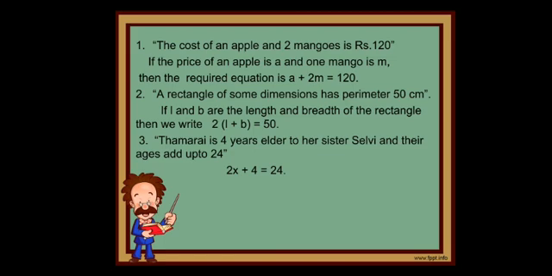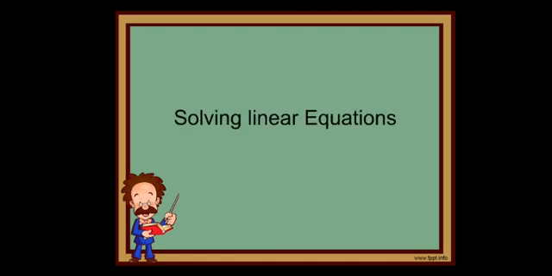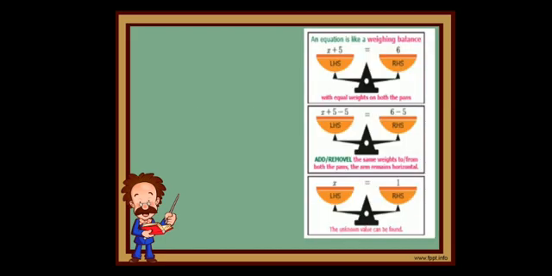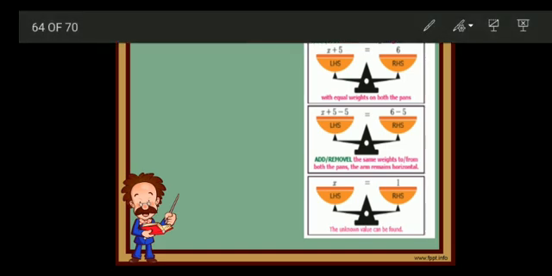Now we'll see how to solve a linear equation. An equation is like a weighing balance having equal weights on both pans. When you add equal weight on both sides, the arms remain horizontal. When you remove equal weights from both pans, the arms will still remain horizontal. So an equation is like weights on a weighing balance, where in each arm we have equal weights. The LHS of an equation is in one pan and the RHS is in the other pan.